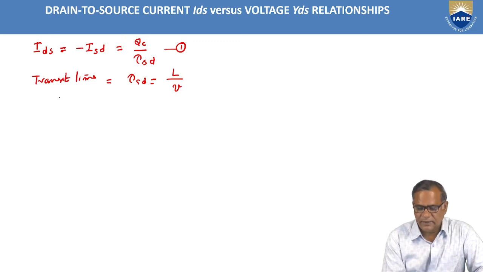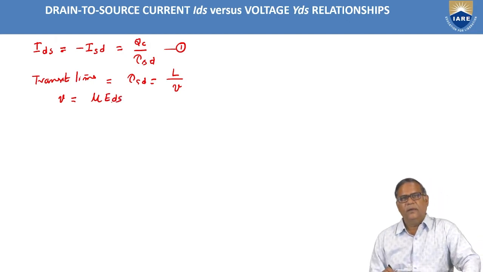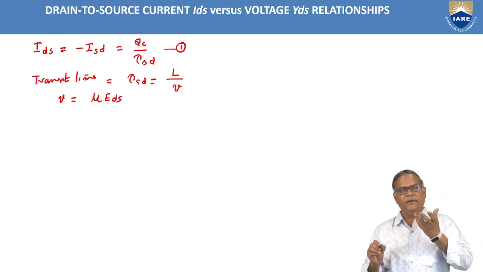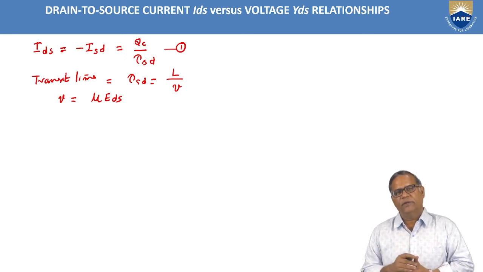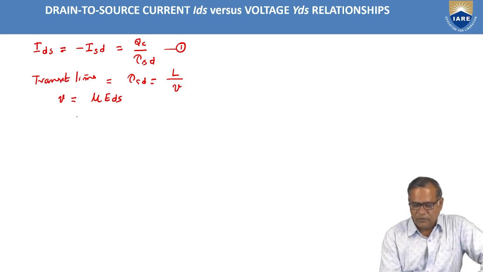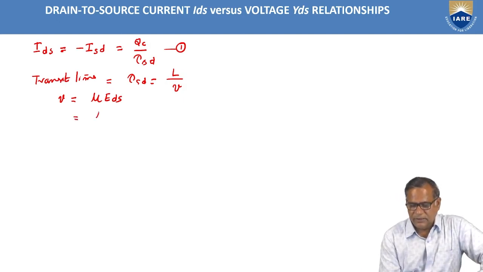So we can write V, which is the velocity, that is equal to mu EDS. EDS is the electric field between drain and source. So what is EDS? EDS is nothing but VDS by L. Always the electric field is nothing but the voltage by the distance. So we can say mu EDS is nothing but mu VDS by L.